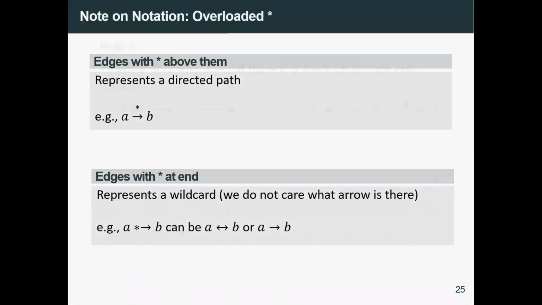Similar to before, I'll be going over the rules here, but I want to make a short note on the notation. We're kind of overloading the use of the star. If we have a star above the arrow, that means we have a directed path. But if we have a star to the side, at the end of an edge, then it represents a wildcard. So we don't really care what arrow is there. For example, A star arrow B can be the bidirectional edge between A and B, or if the arrowhead isn't there, then it's just A going to B.